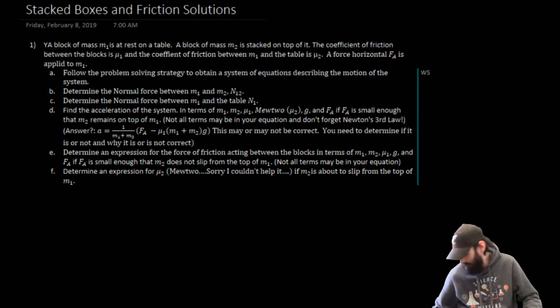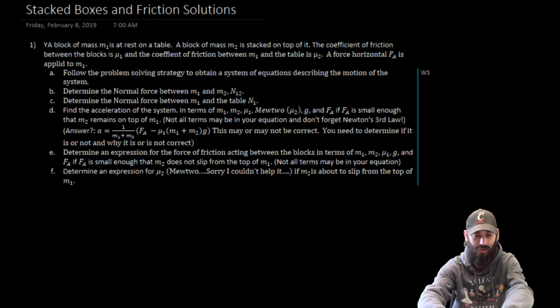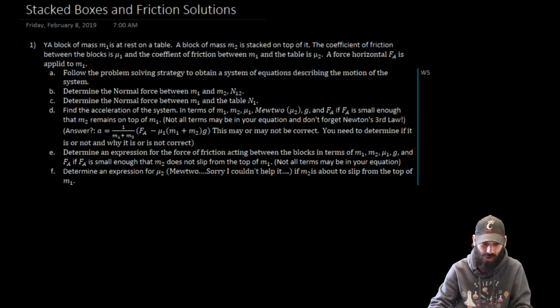All right, so this is a video that actually got sidebarred for a while, and I forgot about it, but I'm going to be doing it right now. And this is the solution to the stack boxes and friction problem.